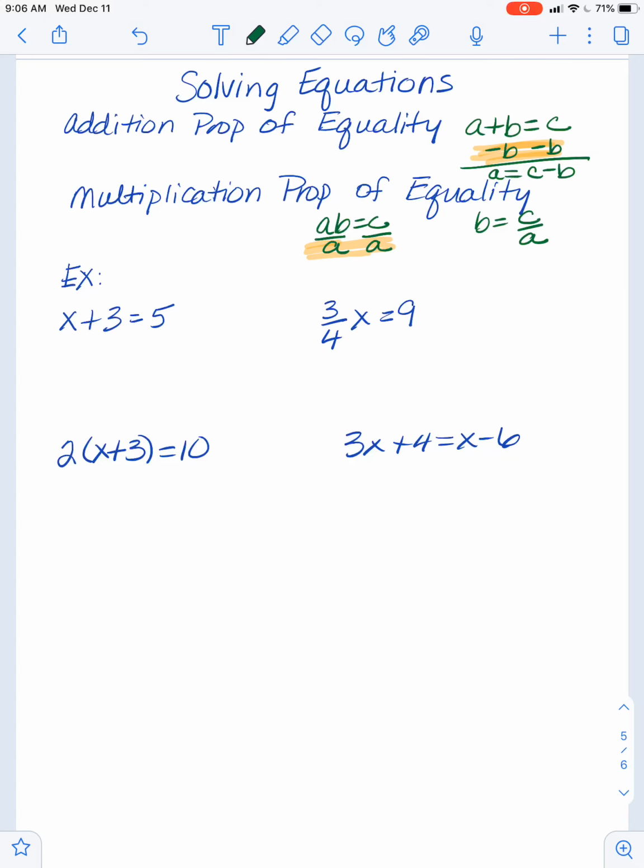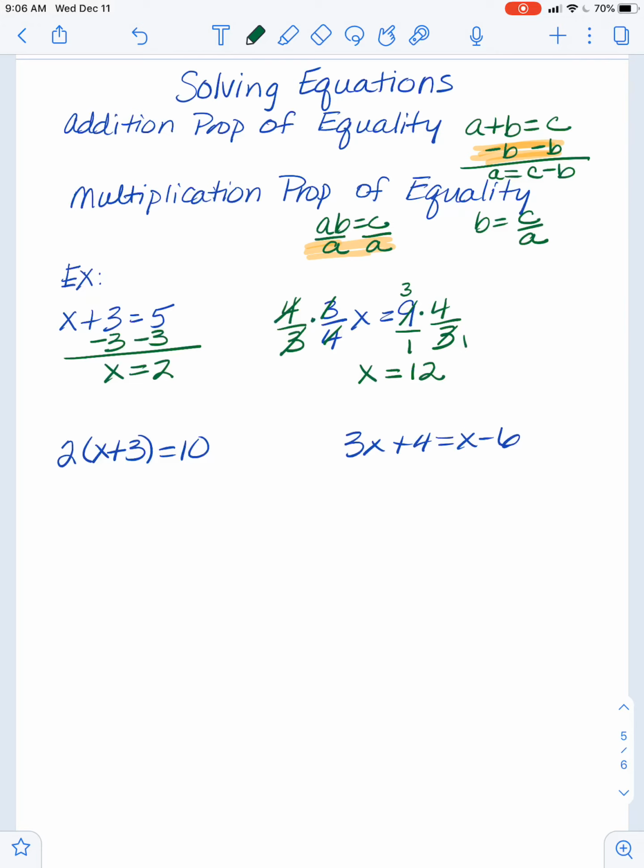So this first one would do the addition property. So I would minus 3 from both sides, and X would equal 2. The second one is using the inverse property. So the inverse of 3/4 would be 4/3. Because that's really what we're doing, so that these cancel, and I'm left with X equals, and then I just do the math. I could, if I wanted to, take 3 into 9 and say that's 3, and therefore my answer would be 12.